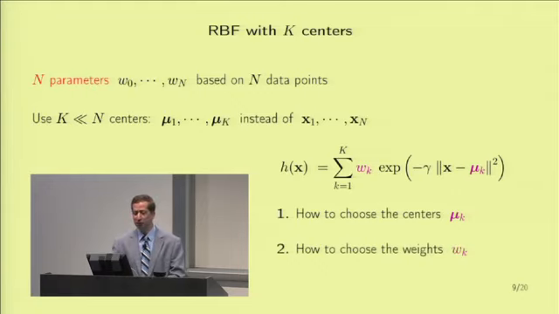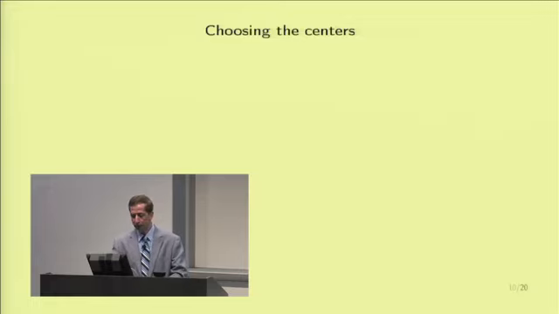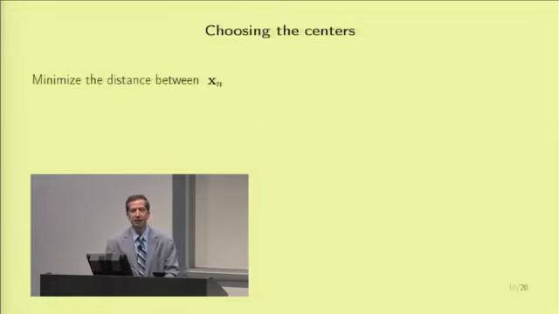Choosing the weights shouldn't be that different from what we did before. It will be a minor modification because it has the same functional form. This one is the interesting part, or at least the novel part. So let's talk about choosing the centers. What we are going to do is choose the centers as representatives of the data inputs.